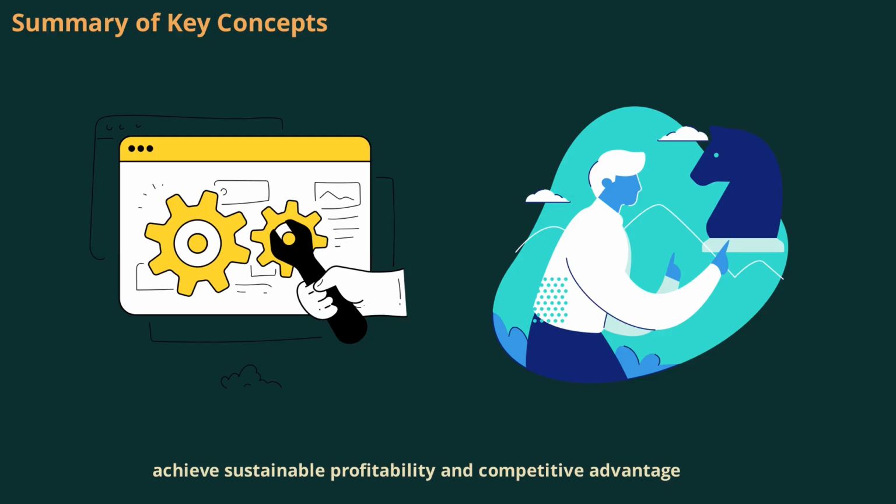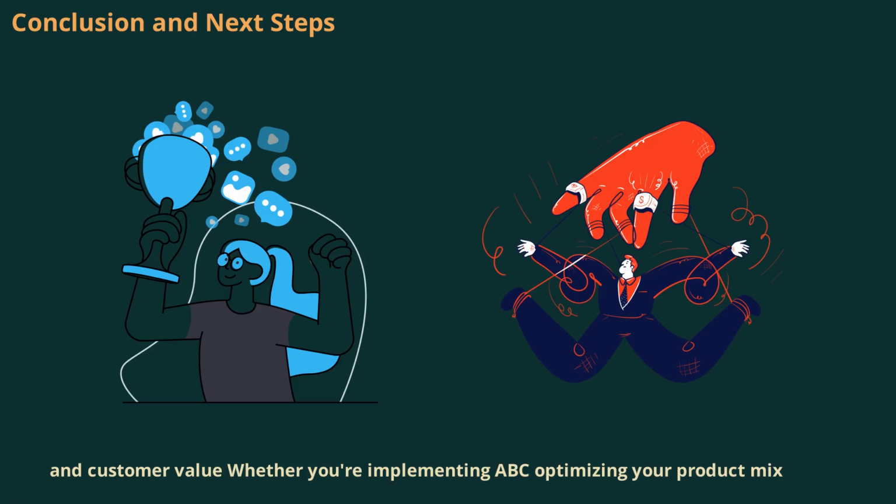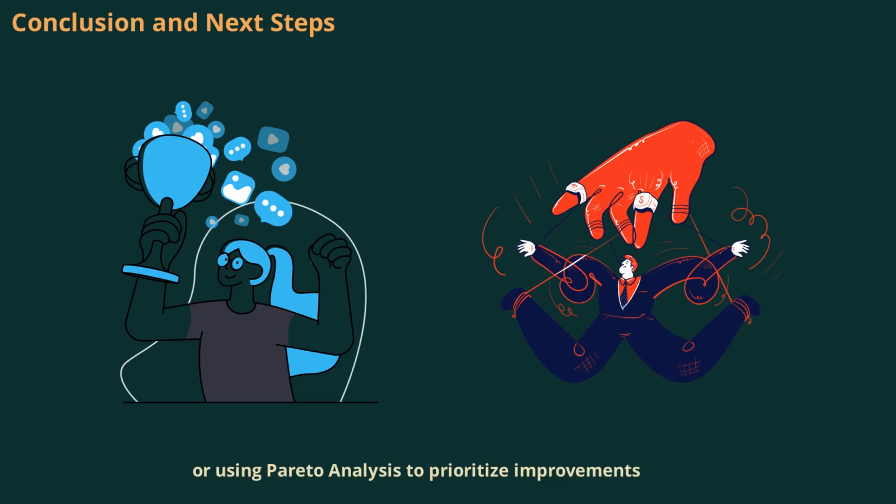Thank you for joining us on this comprehensive journey through strategic profit management. By applying the concepts and tools discussed, organizations can unlock new levels of efficiency, profitability, and customer value. Whether you're implementing ABC, optimizing your product mix, or using Pareto analysis to prioritize improvement, the key is to stay focused on data-driven decision-making. Continue exploring these topics, and you'll be well equipped to drive your organization.